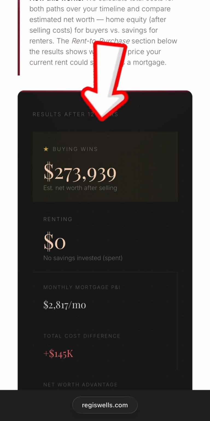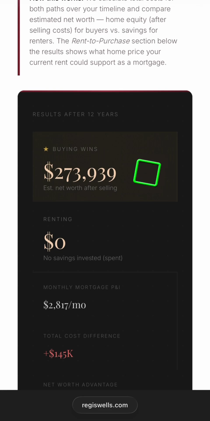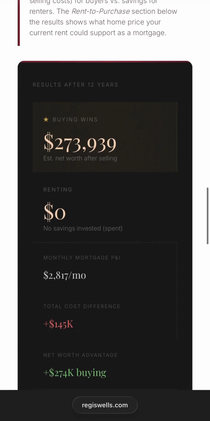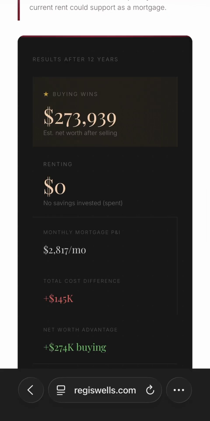Now let's look at what the calculator produces. The results panel appears after 7 years, or whatever timeline you've set. At the top, you'll see two numbers: the estimated net worth for the buyer and the estimated net worth for the renter, one on top of the other. The buyer's number reflects home equity after accounting for selling costs. The renter's number reflects their investment portfolio if they choose to invest, or 0 if they did not. Below that, you'll see the monthly mortgage principal and interest statement, your base mortgage costs before taxes and insurance. You'll also see the total cost difference between the two paths and the net worth advantage, which tells you by how much one path comes out ahead over the chosen timeline.